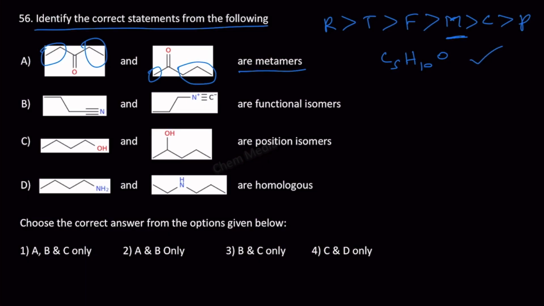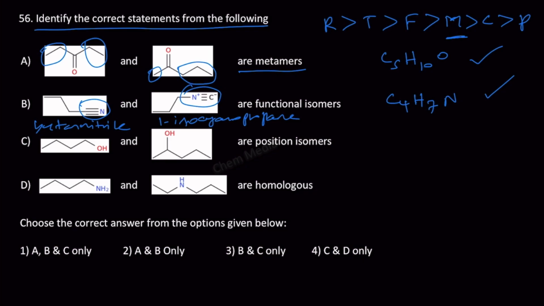In B we have butane nitrile and 1-isocyanopropane. So these are the 2 isomers given, and the molecular formula is the same. For both of them it is C4H7N. We have cyano functional group, that is nitrile, and then isocyano functional group. So therefore they are indeed functional group isomers. So B is also correct.